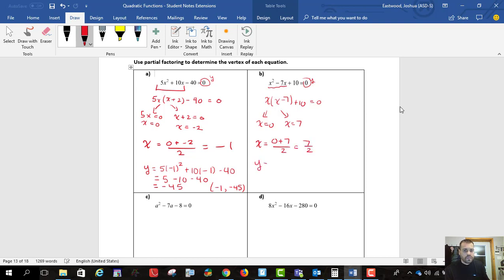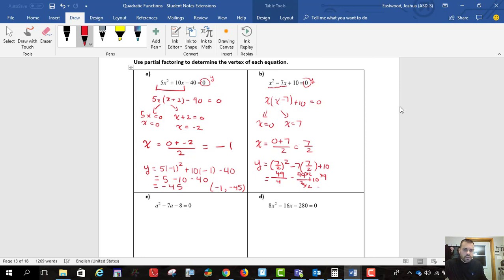And our y value then becomes 7 over 2 squared minus 7 times 7 over 2 plus 10. That's 7 squared is 49. 2 squared is 4. This is 7 times 7 is 49 divided by 2, and then it's plus 10. And if we want to put those together, we have to put them all over a common denominator of 4. So these guys are going to get multiplied by 2. That 10 is going to get multiplied by 4.